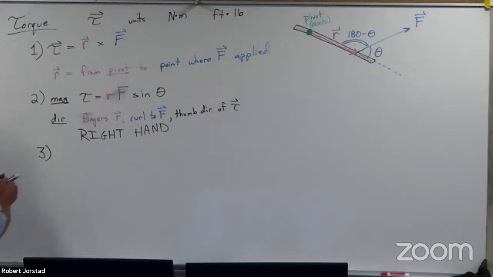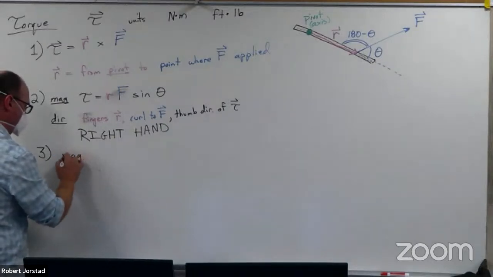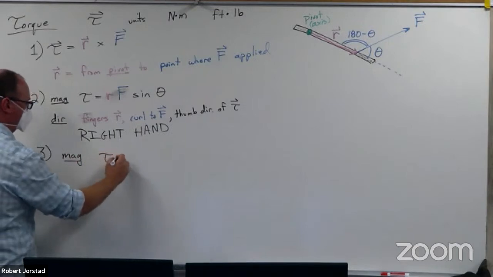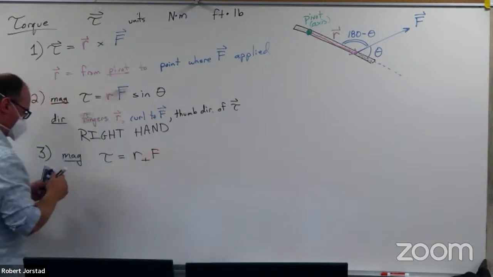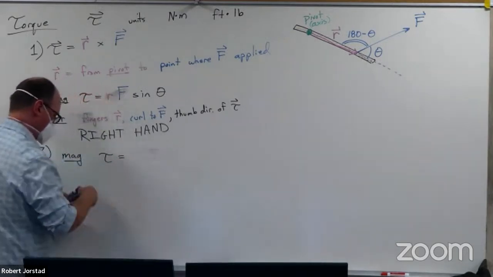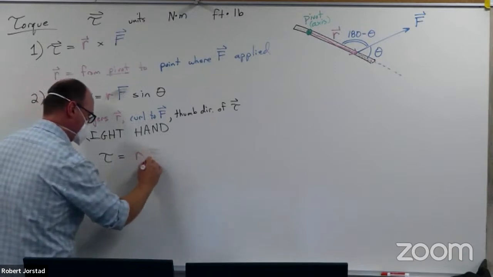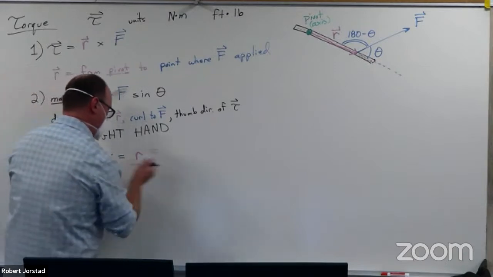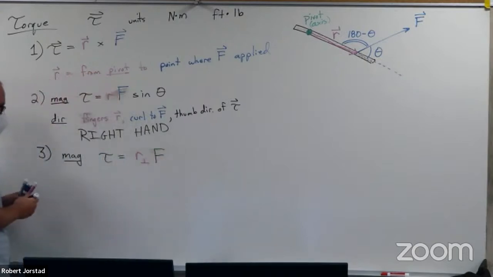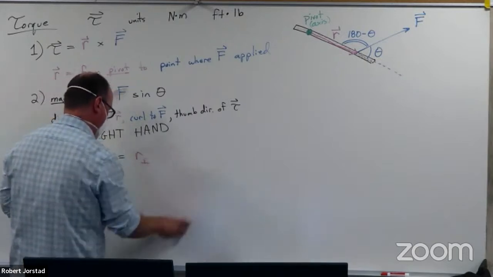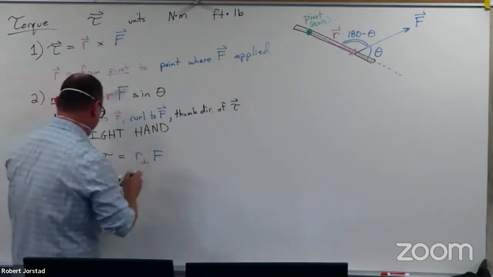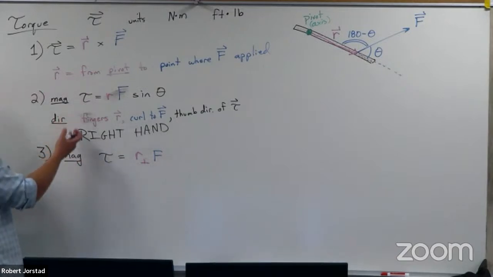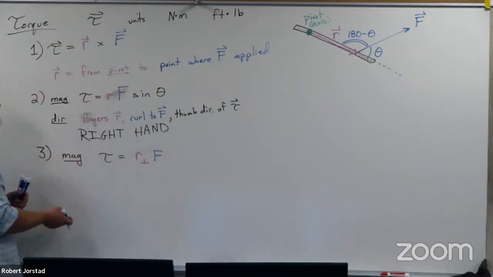Third method. Color code this. Trying to color code this and I keep forgetting to color code it. So the direction is going to be the same for rules 2, 3, and 4. So I'm not going to keep writing the right-hand rule because I'm going to run out of space.